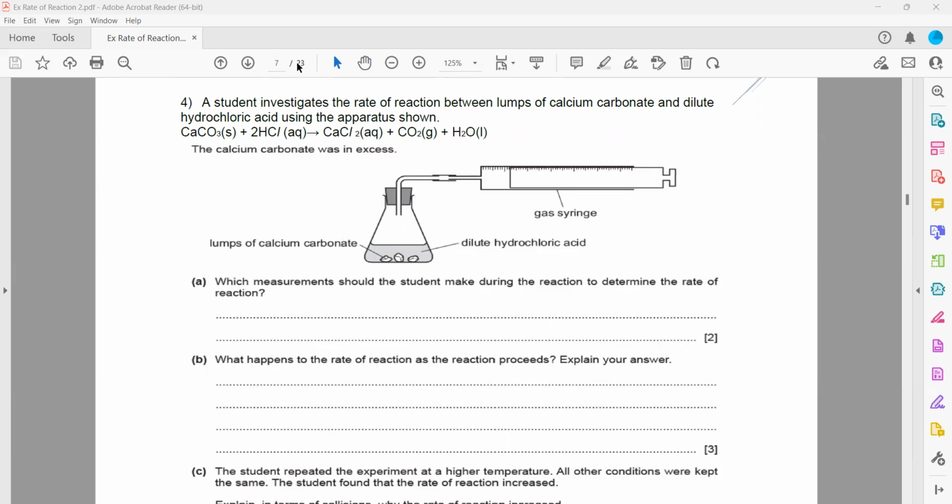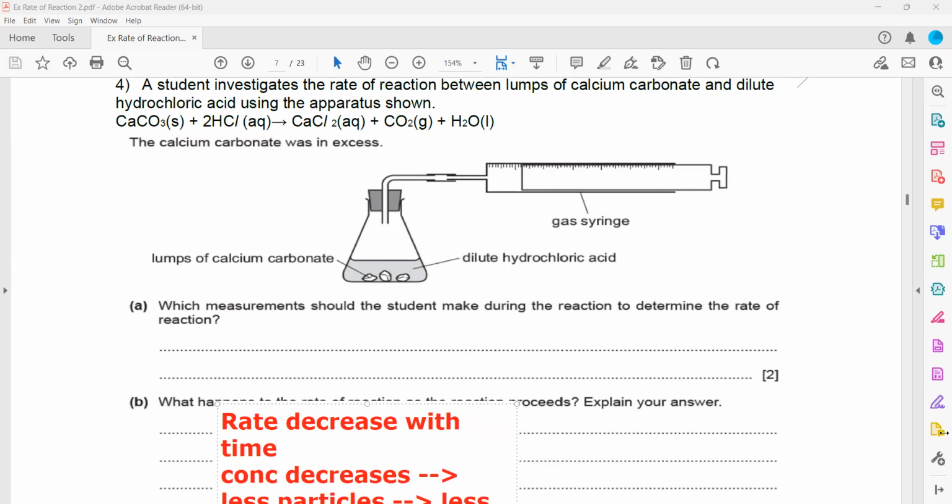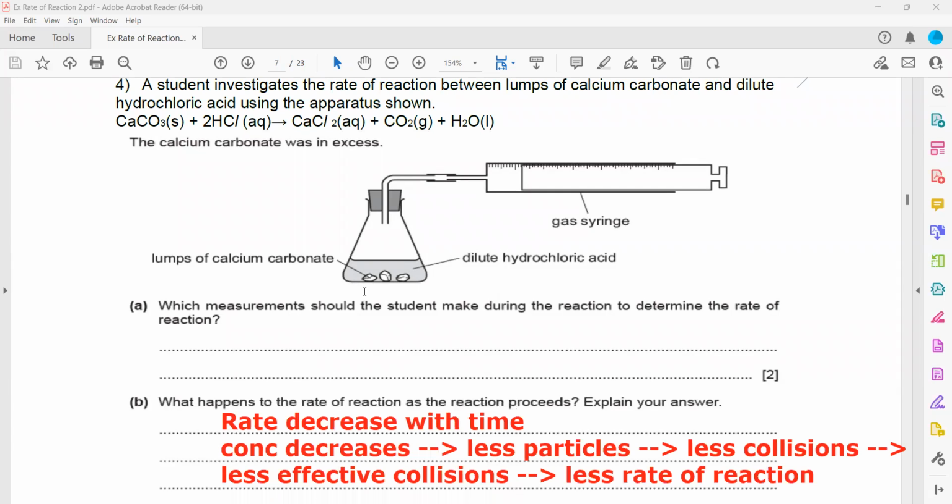So the points which we will include: the first point is always that the rate decreases with time. That is always the first point for how the rate of a reaction changes with time. Then what happened? The concentration decreases, so there are fewer particles, fewer collisions, fewer effective collisions, so they will have a slower rate.